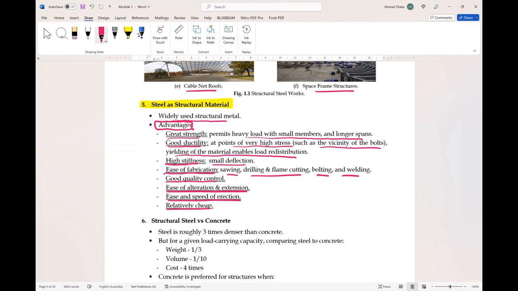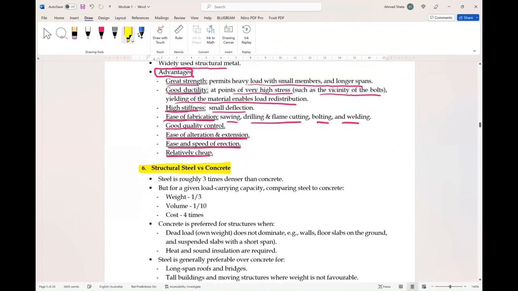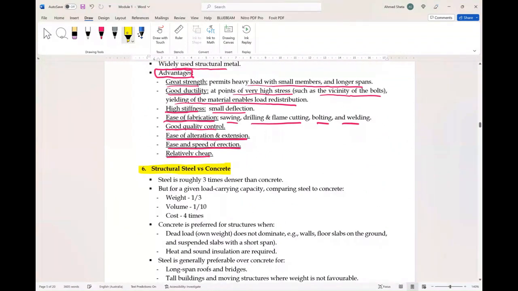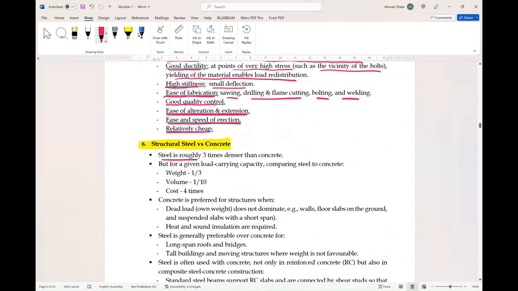The next point is the comparison between structural steel and concrete. Because concrete is the most commonly used material, we need to compare steel with concrete. When compared to concrete, steel is roughly 3 times denser, so steel is heavier than concrete.